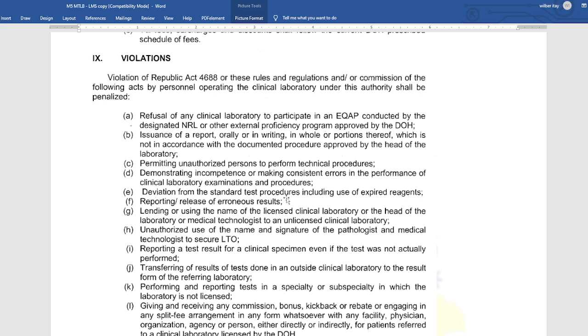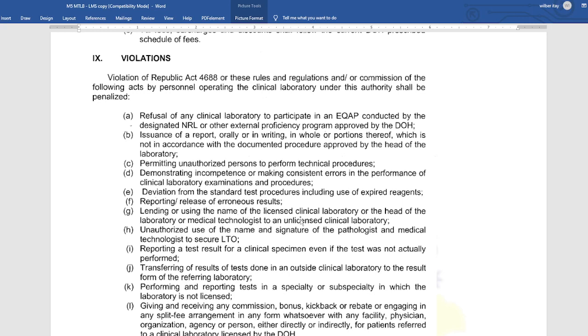Deviation from the standard test procedures, okay, including the use of expired reagent. Okay, so those are violations. But guys, later on, you will see some laboratories use expired reagents, provided that their test results are within the range for the quality control. But I do not say that that is okay. So, as per the law, bawal siya dapat. Of course, this one, reporting and release of erroneous results, mali-mali.